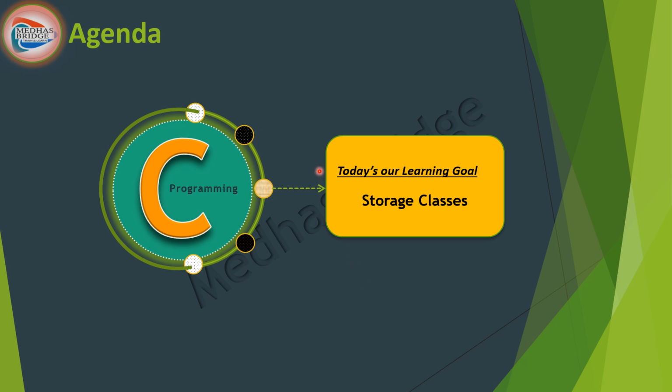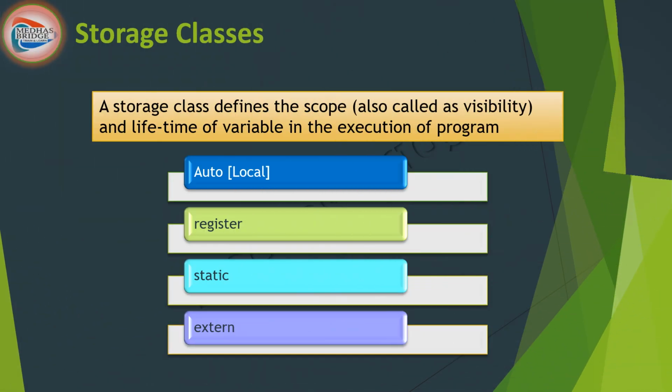Here is our today's agenda. Storage classes. A storage class defines the scope, meaning the visibility of a variable, or the lifetime of a variable in the execution of a program. So it's very essential for us to understand how this scope works within C programming for the various variables that we declare and use for managing the program, right?